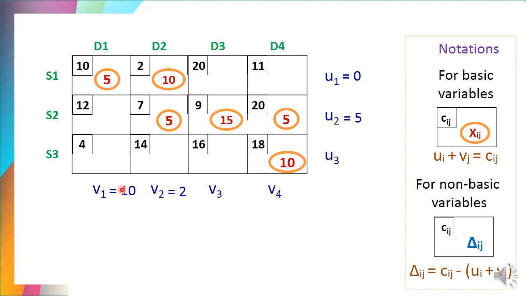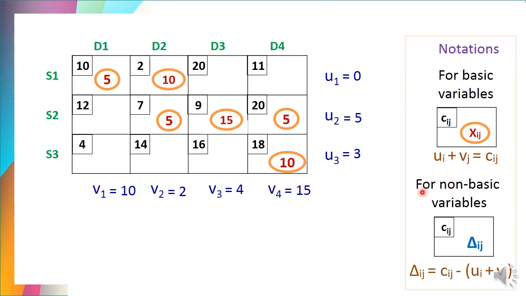Next, let us find the u2 value. So 2 plus u2 is equal to 7, so u2 is equal to 5. Now 5 plus v3 is equal to 9, so 5 plus 4 is equal to 9, and v3 is equal to 4. 5 plus v4 is equal to 20, so v4 is equal to 15. Then 15 plus u3 is equal to 18, so u3 is nothing but 3.